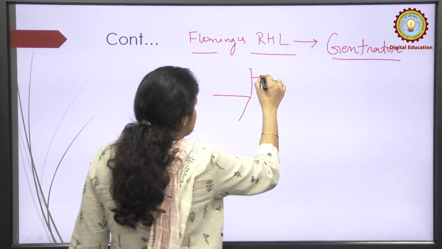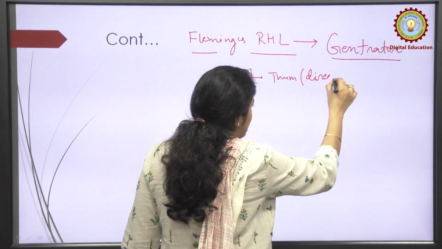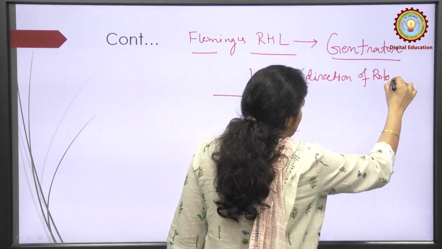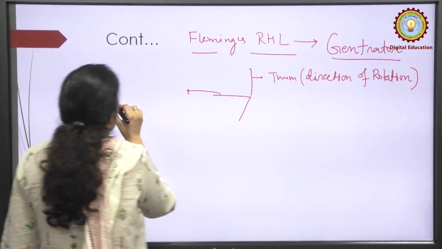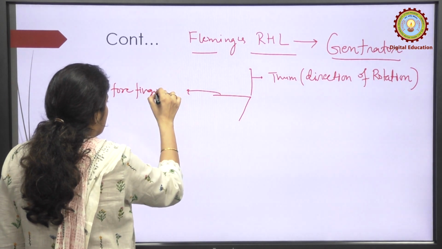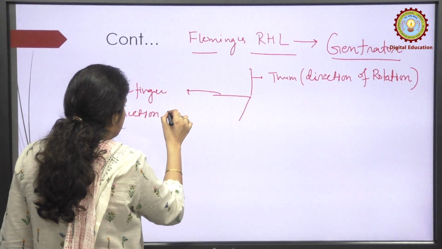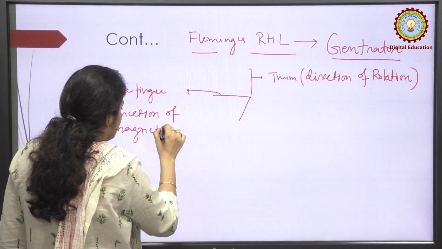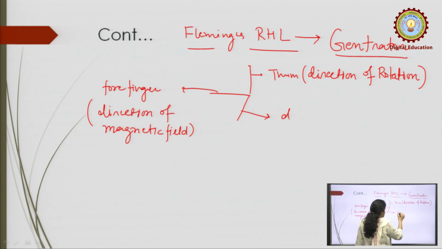So, if it is the thumb, that is the direction of the rotation, this is the forefinger, that represents the direction of the magnetic field, this will represent the direction of current.